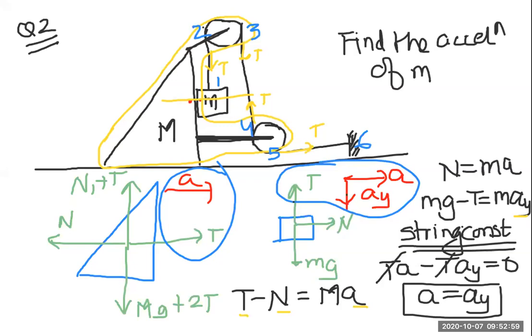नहीं प्रसन्न, it is not necessary for it to lie in the same direction. नहीं, मैं पार्थ से पूछ रहा था. So my question, I'll repeat my question. So if small m moves down by a distance of x, then the length of the string 1, 2 will do what?